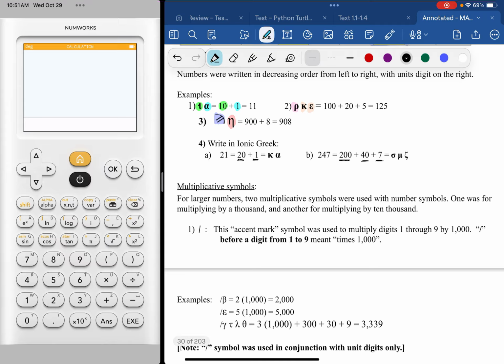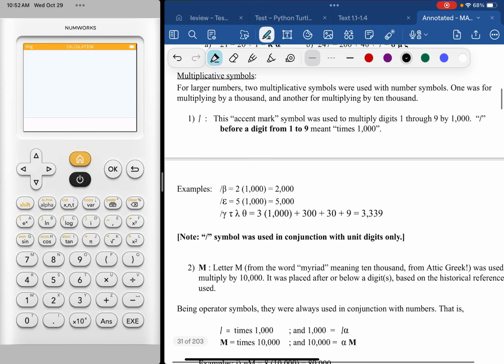For multiplicative symbols, larger numbers, two multiplicative symbols were used with number symbols, one for multiplying by 1,000 and the other for multiplying by 10,000. So that's kind of like with the Roman numerals when we had the horizontal line where we multiplied by 1,000, and two horizontal lines meant multiplied by 1,000,000. So we're kind of looking at the same thing here. All right. So the accent mark is to multiply by 1,000. If we put that mark in front of a value, it means take that value and multiply by 1,000. And you see the example there.